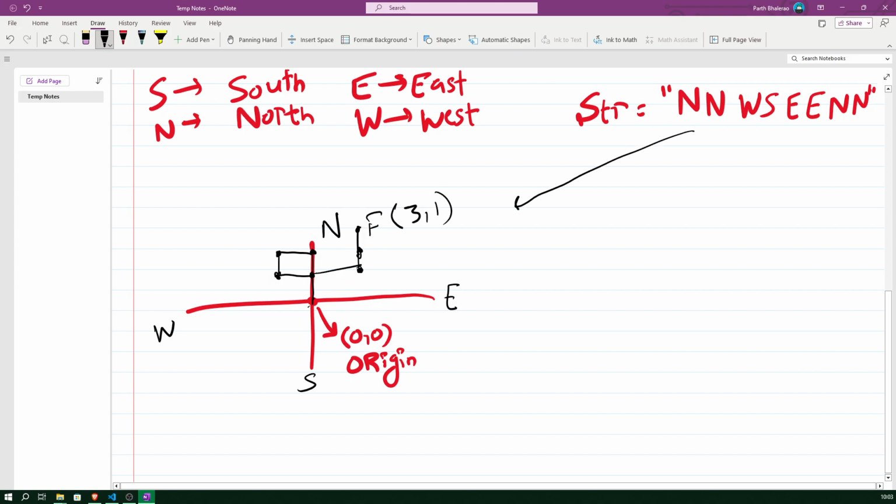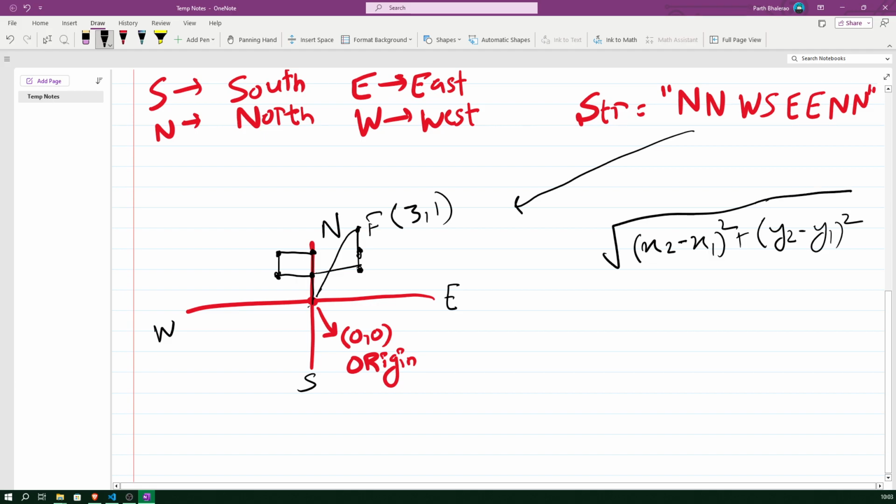We are moving according to this string. And now what is the displacement? Displacement is something like this. The distance formula, as we all know, is the square root of (x2 minus x1) whole square plus (y2 minus y1) whole square. I think this is quite clear.